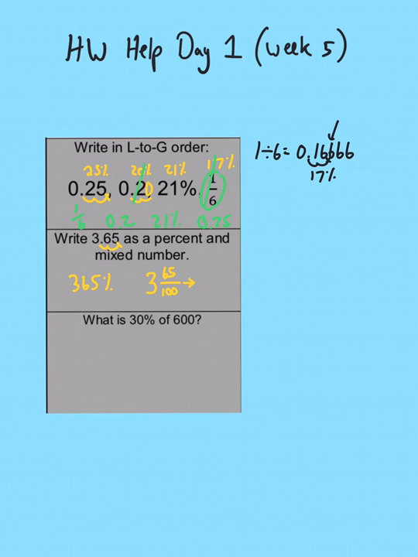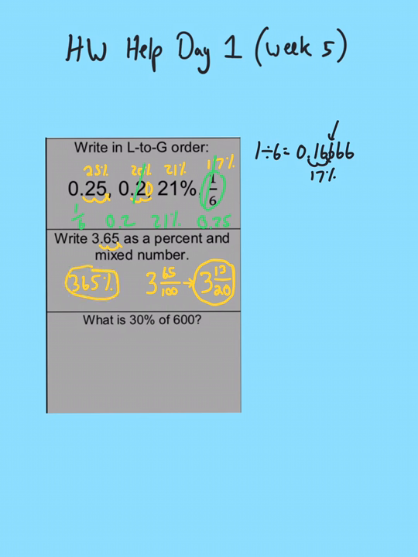Now when you reduce, the 3 wholes does not change. You only have to reduce the 65 hundredths. You can type that in a calculator to reduce it, or if you divide 65 and 100 by 5, you'll get 13 twentieths. So that is the mixed number in simplest form, and that is the percent.